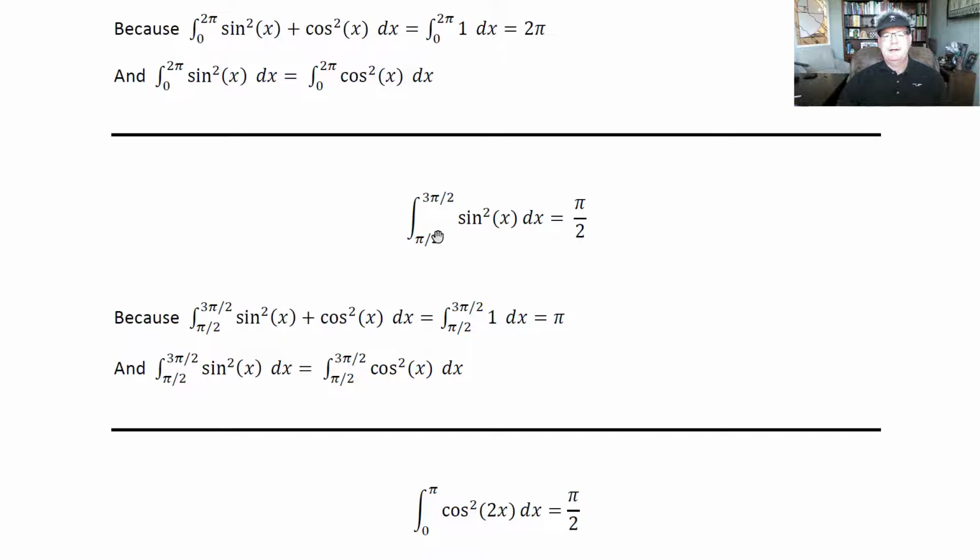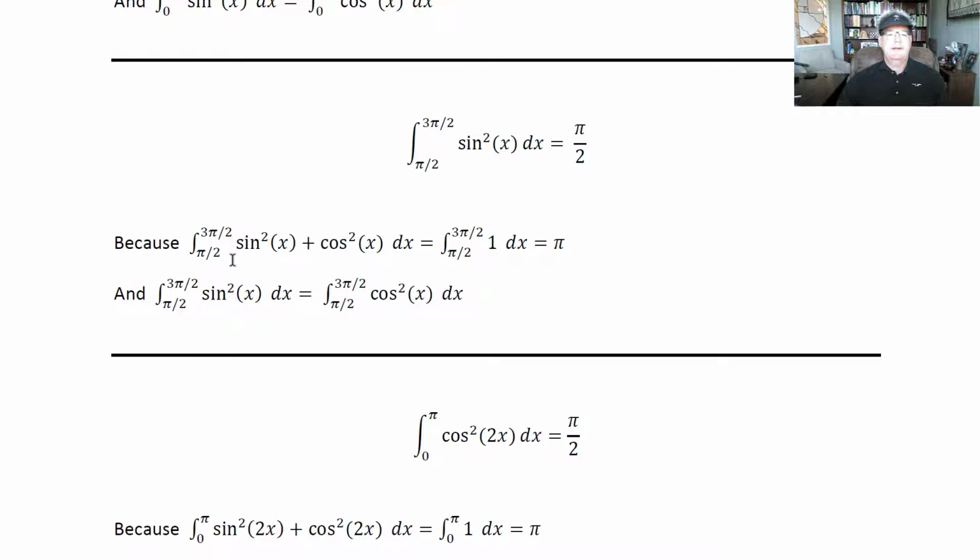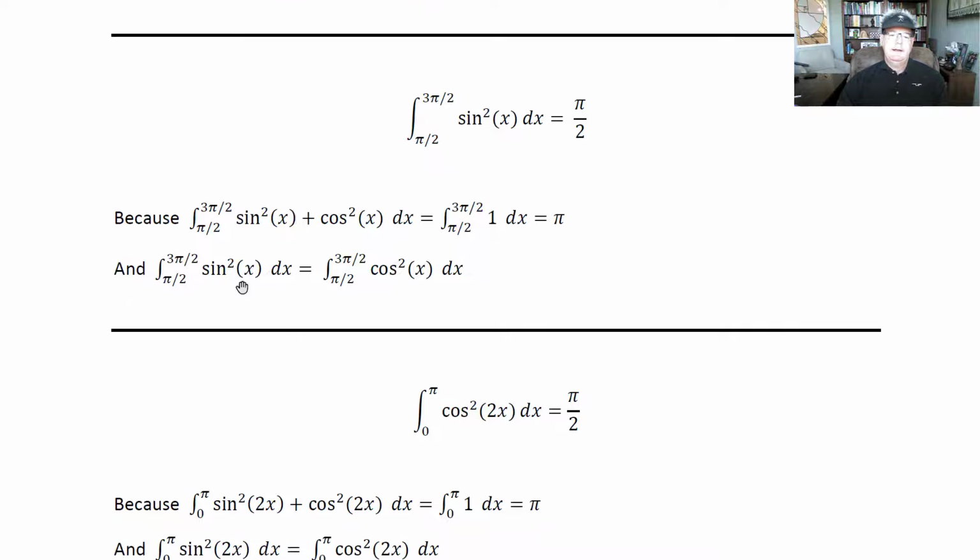So another example, this would be less common for your limits, but pi over 2, 3 pi over 2, those are quadrant angles. The length of the interval is pi, so sine squared will give me half that. Again, because if I integrated sine squared plus cosine squared, I'd get the length of the interval, and each contributes half. So half the length of that interval is the result.